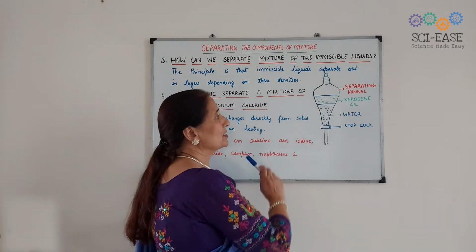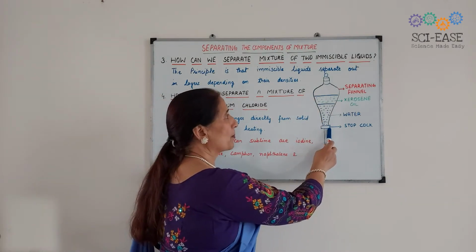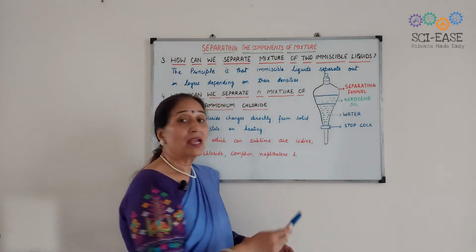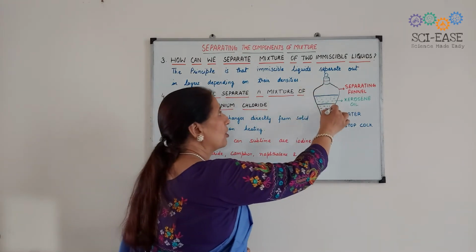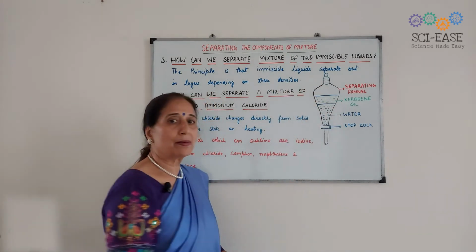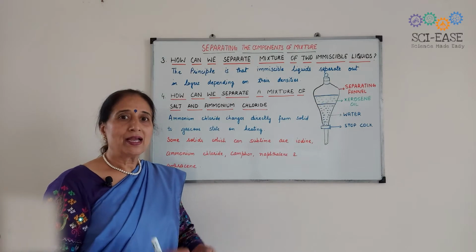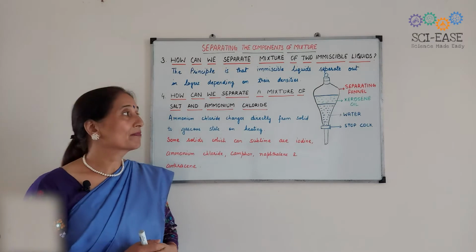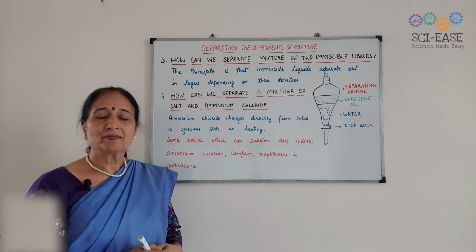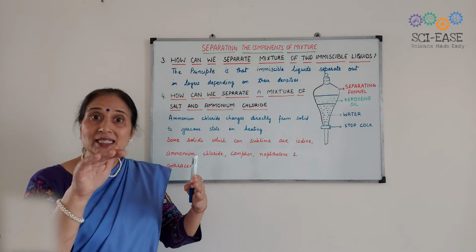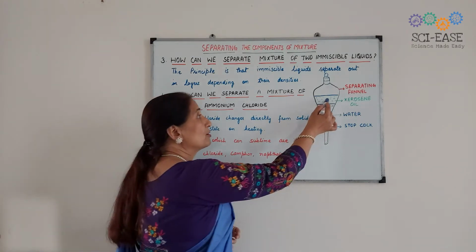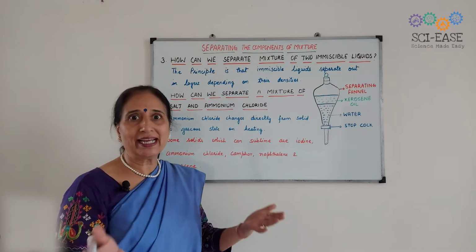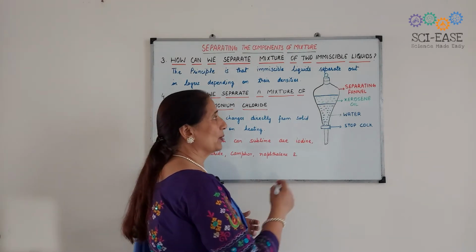This is the diagram of the separating funnel. Here there is a stopcock and here is the lid of this separating funnel. We will pour the mixture of kerosene oil and water into the separating funnel. Keep the separating funnel undisturbed for some time. What you will observe is that there will be two distinct layers of kerosene oil and water, depending upon the densities of the liquids.